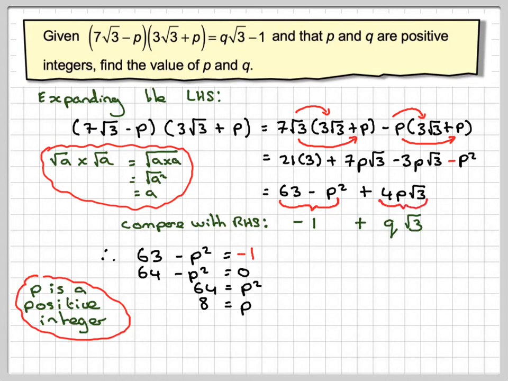Now we also can say that 4p√3 must be q√3. But I'm just going to take the numbers: 4p, forget about the √3. 4p is going to be equal to q. But I know that p is 8, so 4 times 8 will be equal to q. Therefore, q is equal to 32.